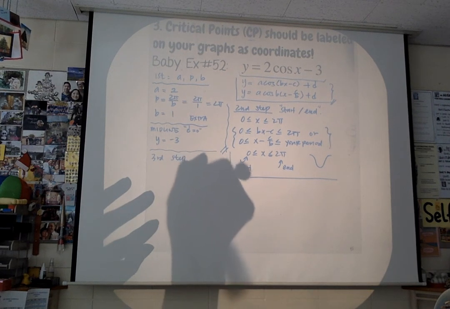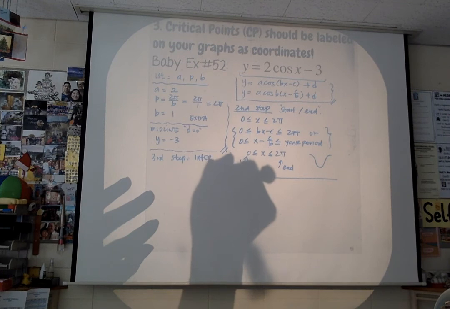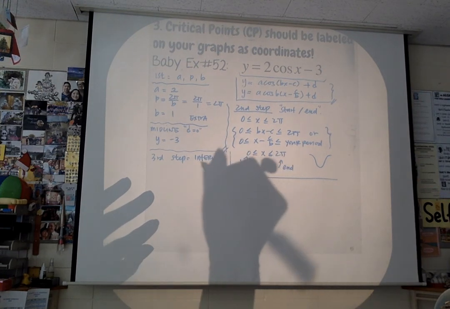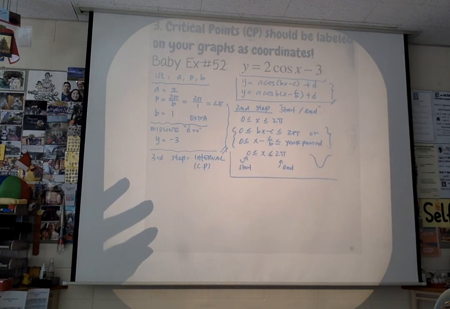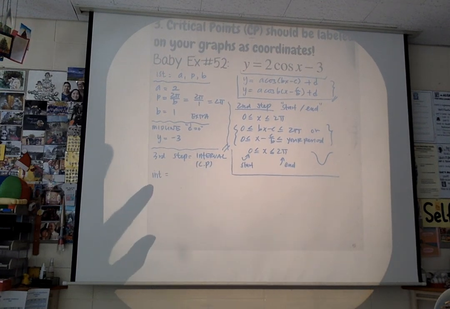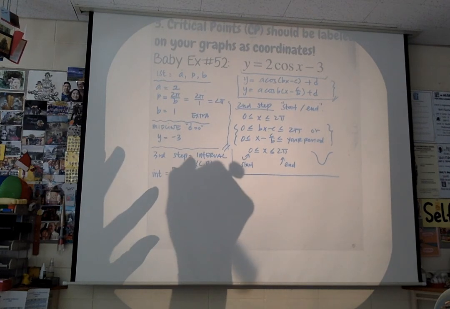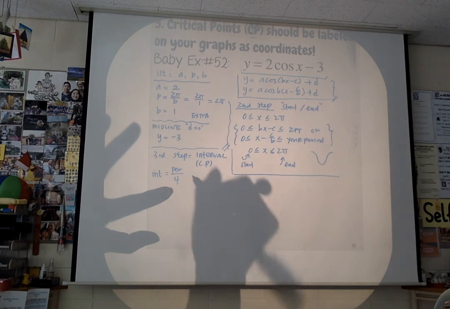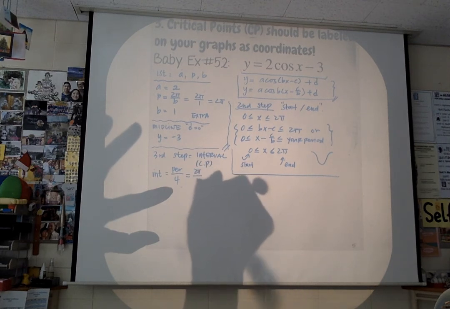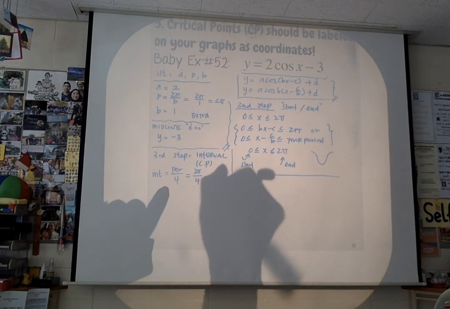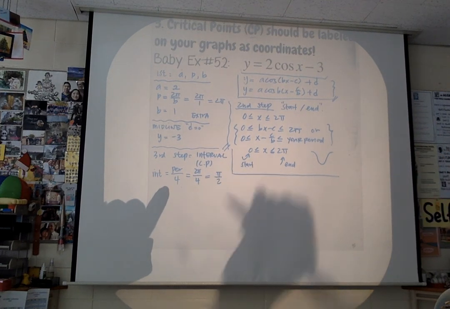The third step is your interval. It's very important. Basically, you're finding your 5 critical points. Interval, INT, is going to equal your period, always your period, over 4. What is your period? Your period is 2 pi over 4, because starting at 0 there are going to be 4 other critical points, which make 5, and the interval is pi over 2.